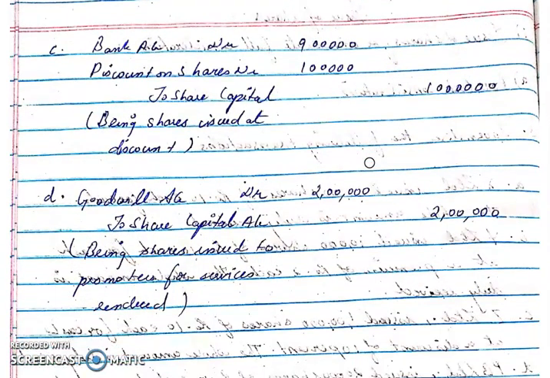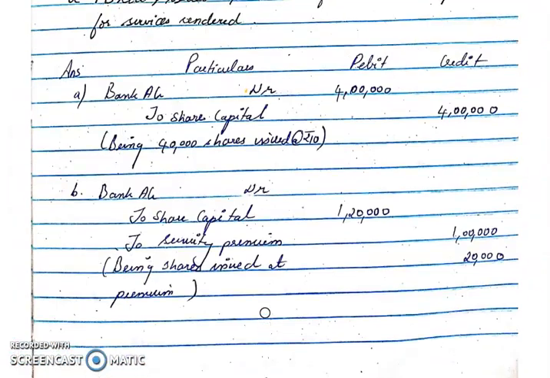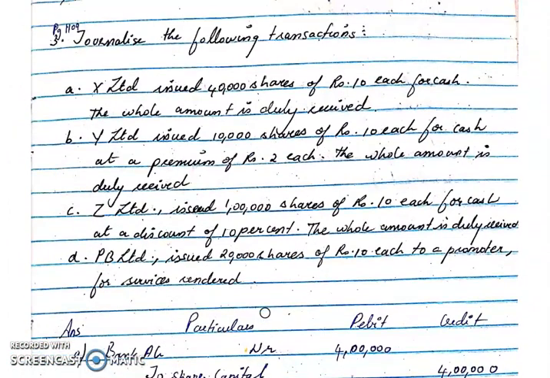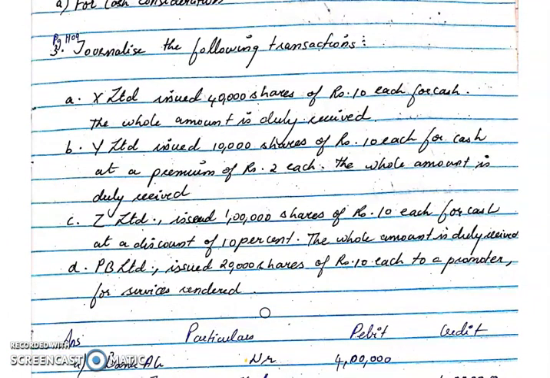And the last entry, as I told you, it is promoters. If it is a promoter, then there is no tangible consideration. So you mention it as goodwill account debit to share capital. So what is the amount? It is 2 lakhs. Being shares issued to the promoter for the service rendered. So that's it. This is a simple sum which you might get in this model. They'll give you situations and they'll ask you to journalize the following.